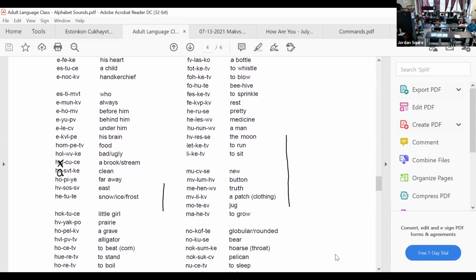A child. Handkerchief. Inochka. And inochka, that's a descriptive word. It's saying something that goes around you. Yeah, like a scarf that goes around you. Inochka. Okay.